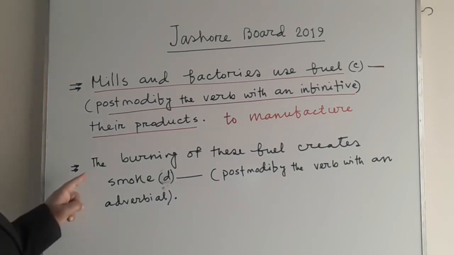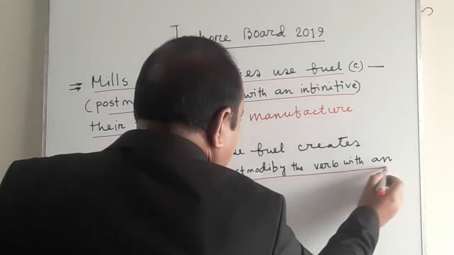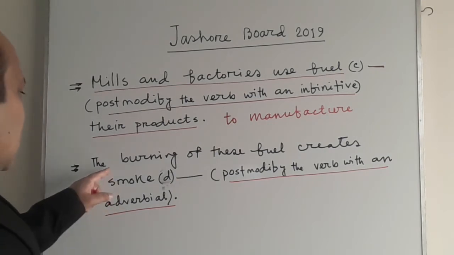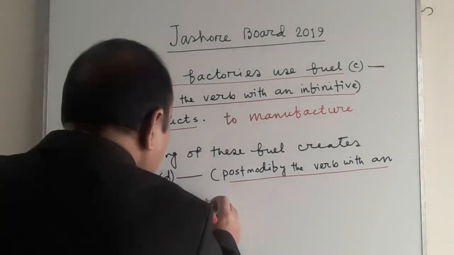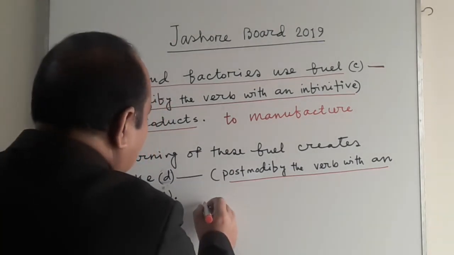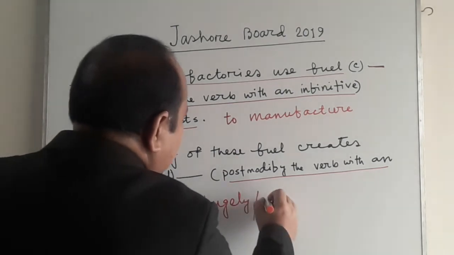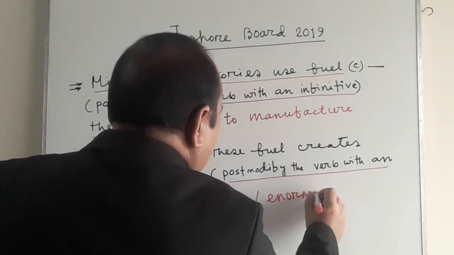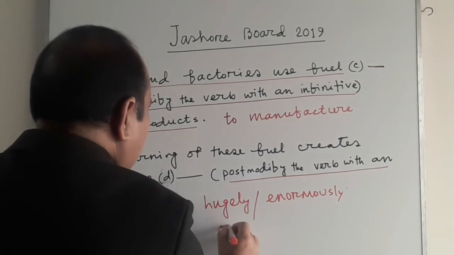Now come to the point. The burning of this fuel creates smoke. So you are asked to post-modify the verb with an adverbial. So look at the sentence again. The burning of this fuel creates smoke. How or what amount? We can say hugely. Even we can say enormously. Or we can say on a large scale.